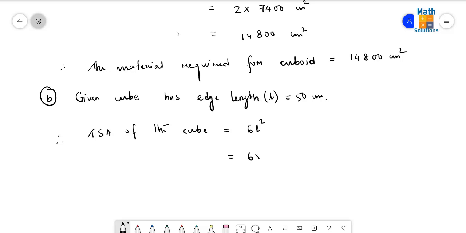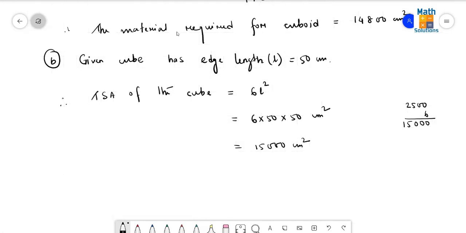Next, 6 into 50 into 50. I have broken the square. The result will come as ultimately 50 into 50, it is 2500. By 6 if we multiply, it will be 0, 3 is left, so 15,000. The result comes as 15,000 centimeters square. Therefore, the material required here is equal to 15,000 centimeters square.